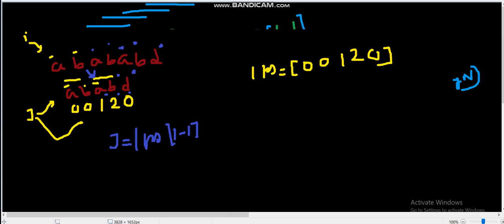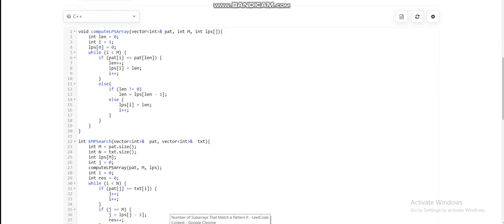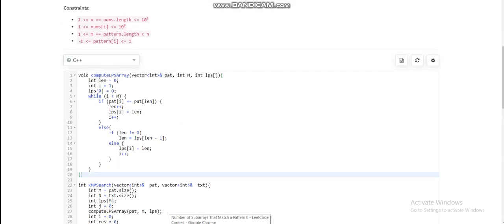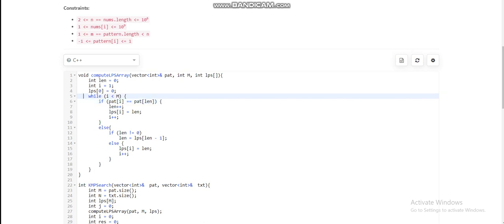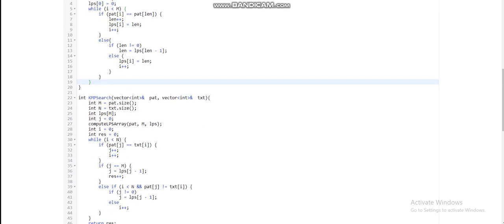Now let's look at the code, how we are using it and how we are modifying it to find the count instead of finding true or false for whether it exists or not. So let's look at the code. I have copied this part of the code from GFG, and this part is for finding the LPS array. You can look at the code in GFG, or you can look at YouTube also. I'll provide some links of good tutorials on YouTube for how we construct the LPS array. Now this is the KMP search.